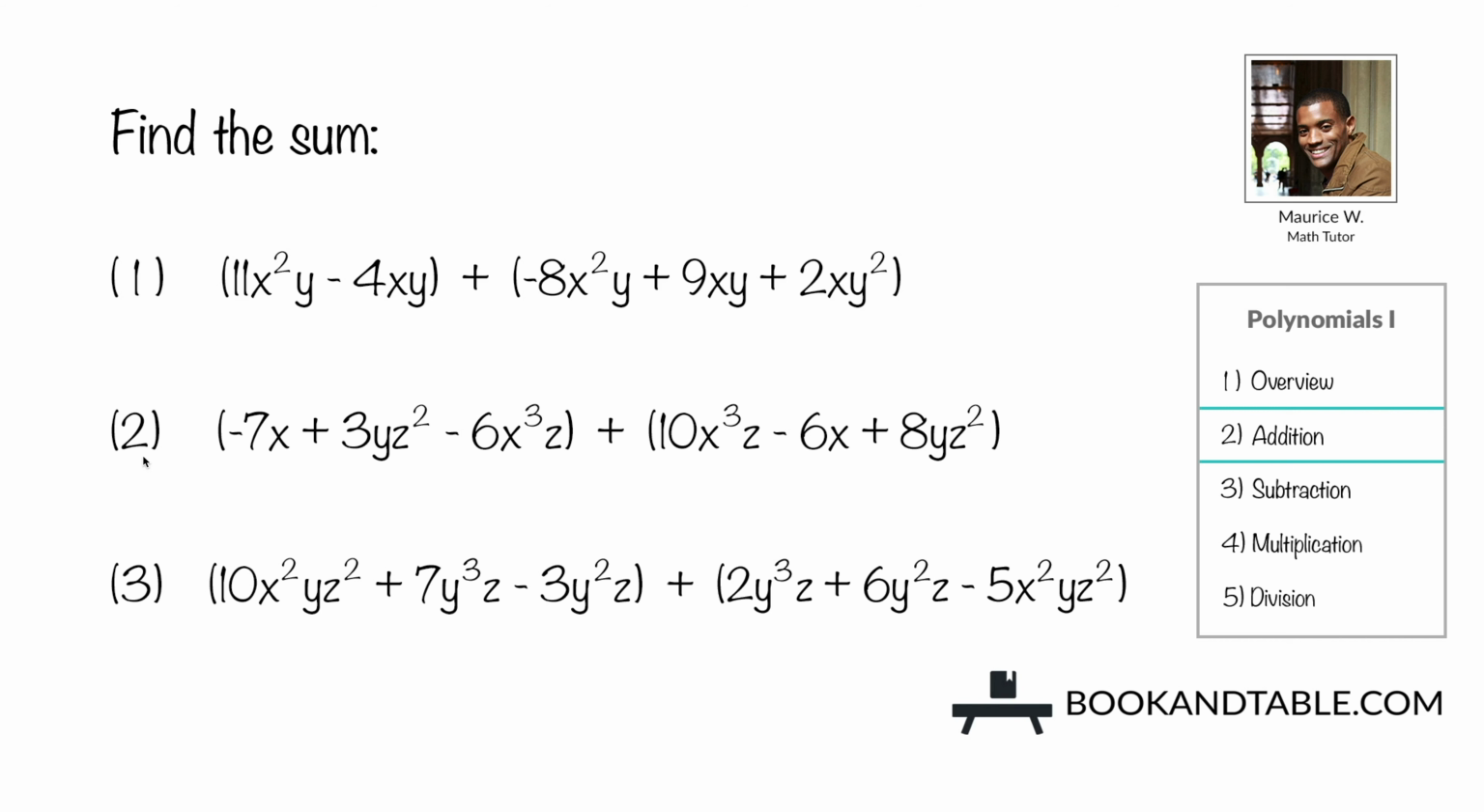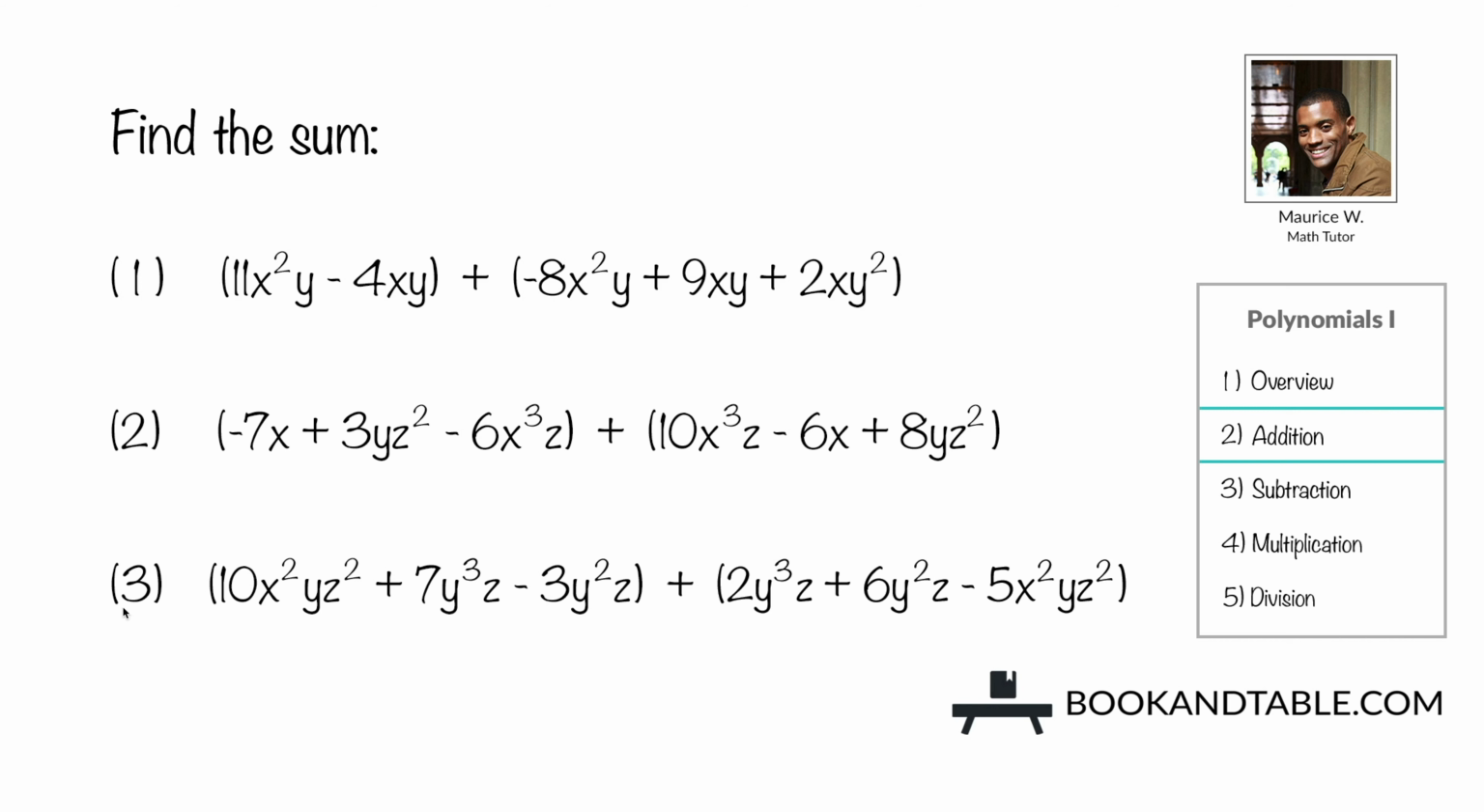Question number 2. Find the sum of negative 7x plus 3yz squared minus 6x cubed z plus 10x cubed z minus 6x plus 8yz squared.